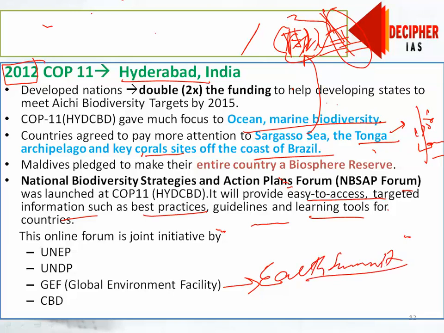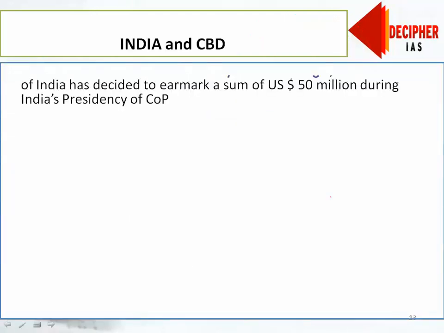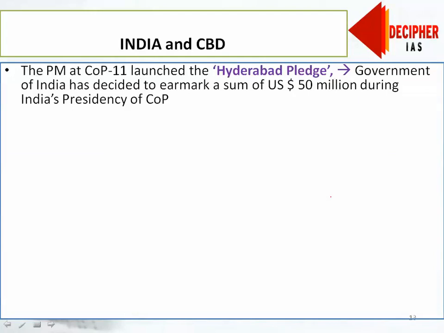Then CBD, all these four, that is Secretariat of the CBD, all these four control and manage the online forum, that is National Biodiversity Strategies and Action Plans Forum, where they share the good or best practices. Now India and Convention on Biodiversity.